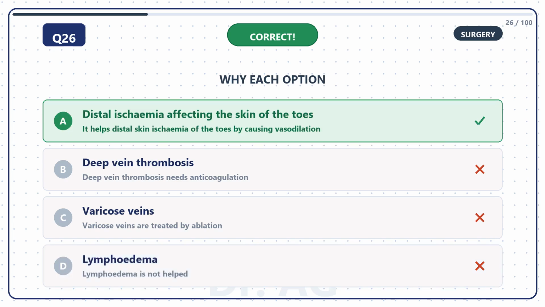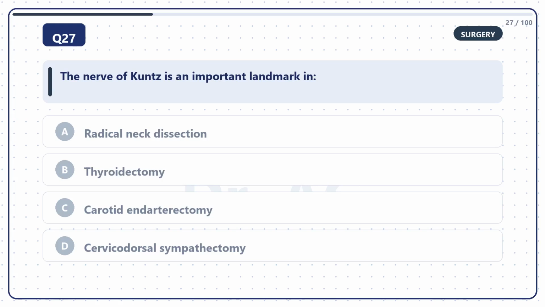And the correct answer is distal ischemia affecting the skin of the toes. It helps distal skin ischemia of the toes by causing vasodilation. So, the right answer is option A. Distal ischemia affecting the skin of the toes. Question 27. The nerve of Kuntz is an important landmark in option A.